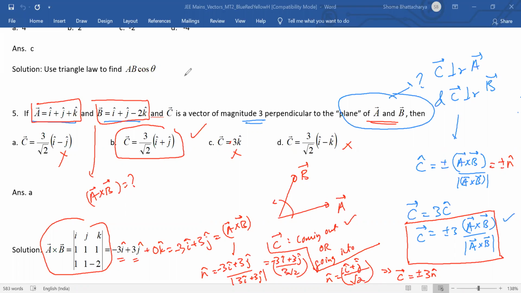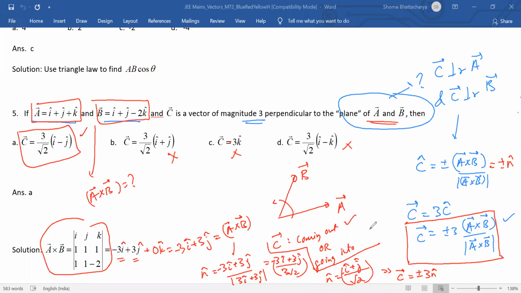So that means now my correct answer is which one? My correct answer is this one. Yeah, this one is correct because it's plus minus, whereas this one is wrong. This is the correct one. Because of this minus sign, but then here it's plus minus. So it can either be I cap minus j cap by root 2 or minus I cap plus j cap by root 2, that multiplied by 3.